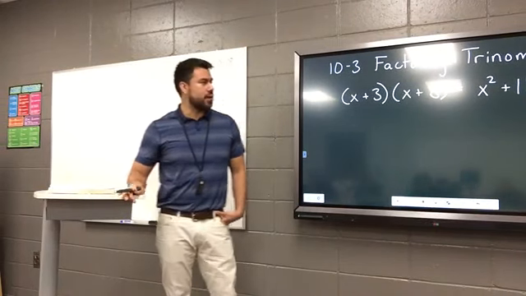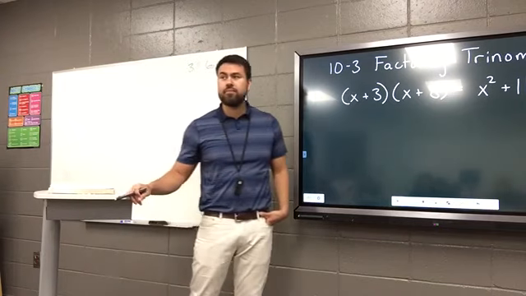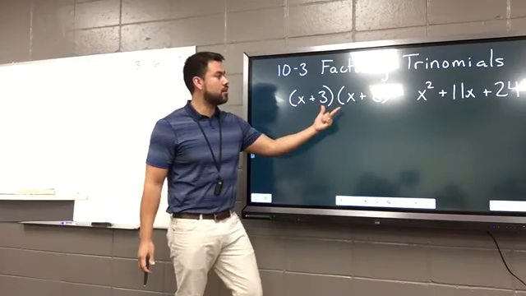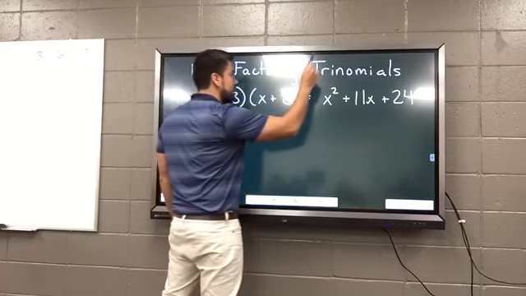Okay, did you guys get your x squared plus 11x plus 24? Okay, that was what you did in chapter 9. You multiplied two binomials and you got a trinomial. Today, it's called factoring trinomials.